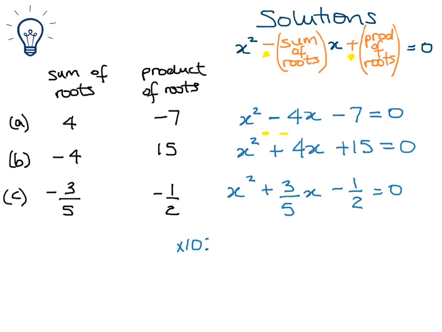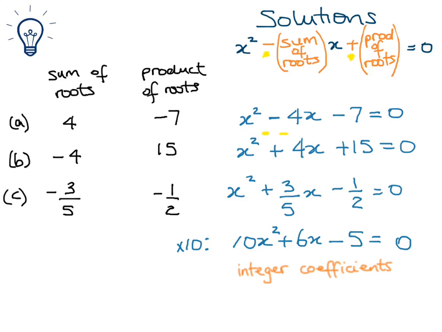I'm going to multiply everything through by 10, and we'll get 10x squared plus 6x minus 5 is equal to 0. Again, we want integer coefficients. Someone might ask, why multiply by 10? Think about it for a second, and you'll realize that 10 is the LCM of 5 and 2.